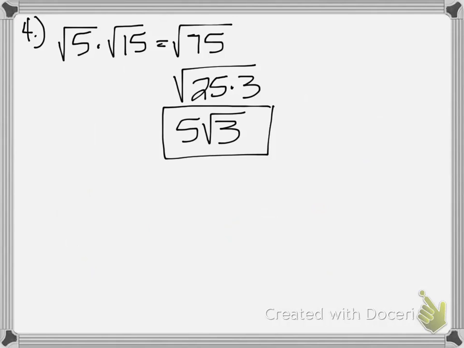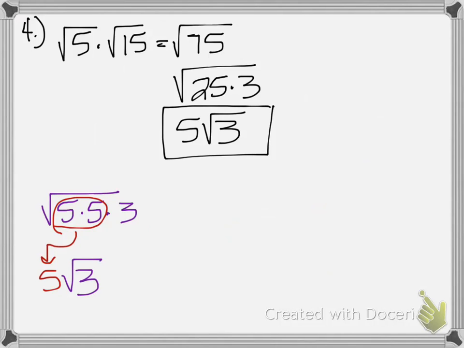If you did not recognize that that's a perfect square and you break it all the way down, you would get 5 times 5 times 3. And ring them up two at a time. And the 5 would come out. Because it's a square root. Yes. Because a square root is a number times itself twice. If we wanted a cube root, we'd do 3, because it's a number times itself 3 times. So either way, I get 5 square root 3.